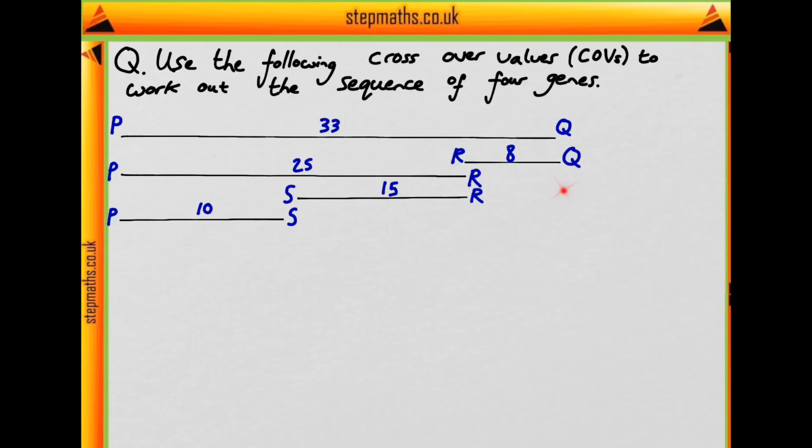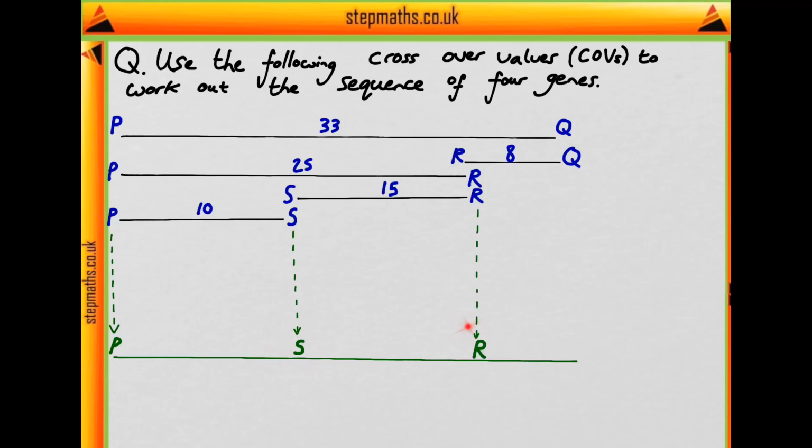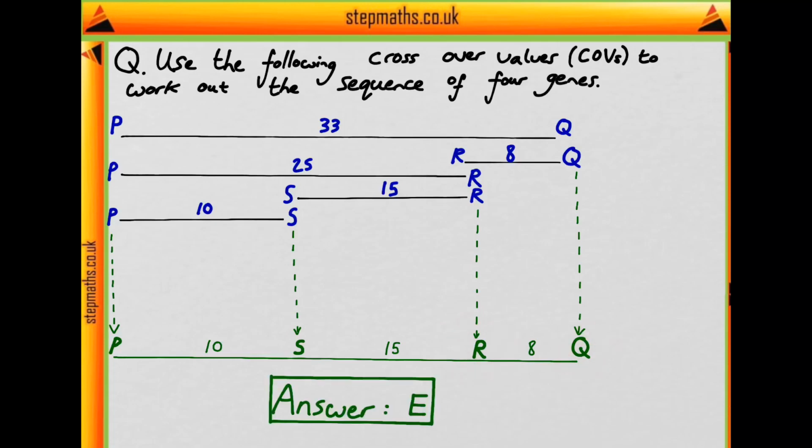So now, using this information, we can construct the correct chromosome map. So we can drop our P down onto our chromosome map at the start here, drop the S down, the R down, and the Q down. And with the distances of 10 in between P and S, 15 between S and R, and 8 between R and Q, the correct sequence of genes here emerges. And this sequence of P, S, R, Q corresponds to answer E.